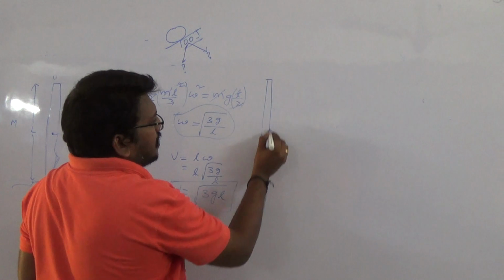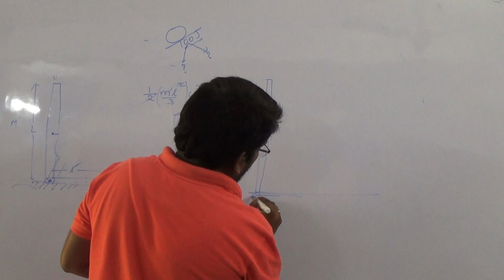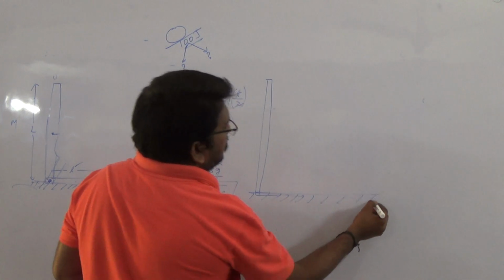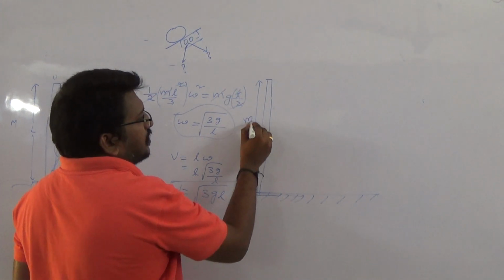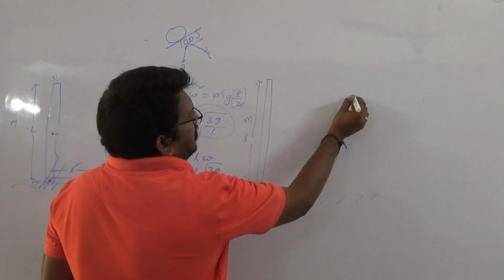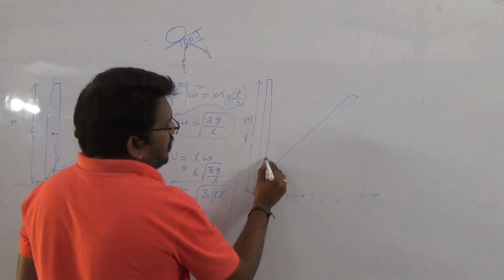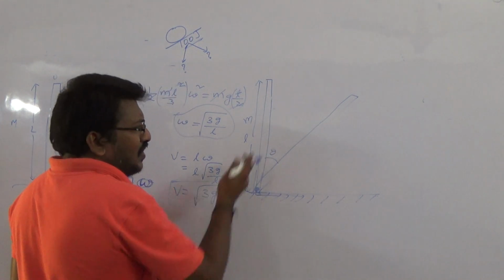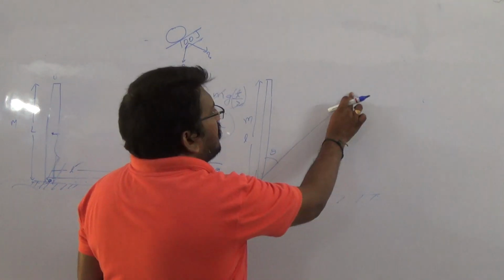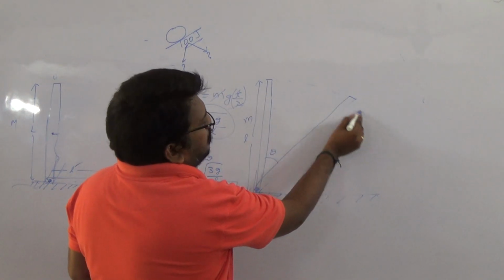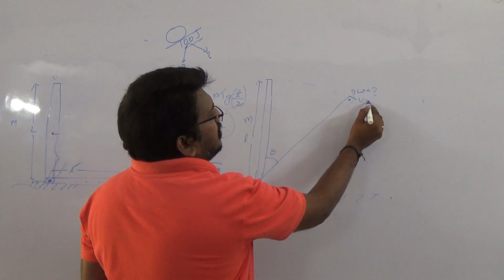Rod initially like this, length L, mass M. Now it is at a certain position and makes an angle theta. What is the velocity of this free end of the rod when it falls back to this position? At this position, what are the omega and V values?